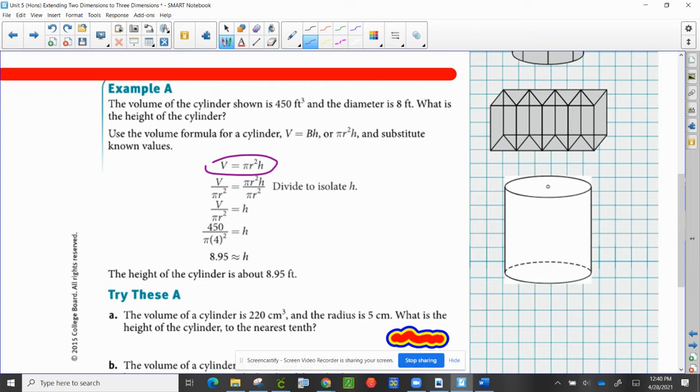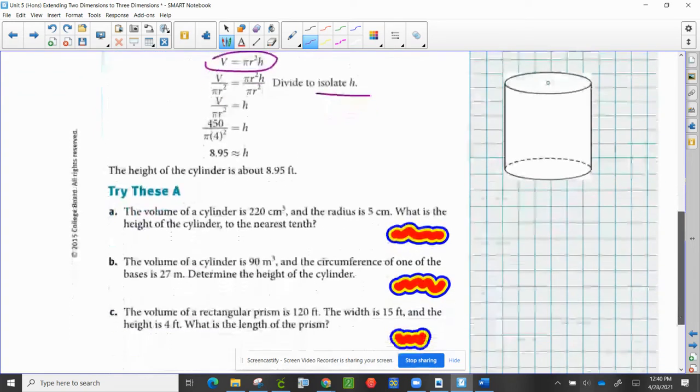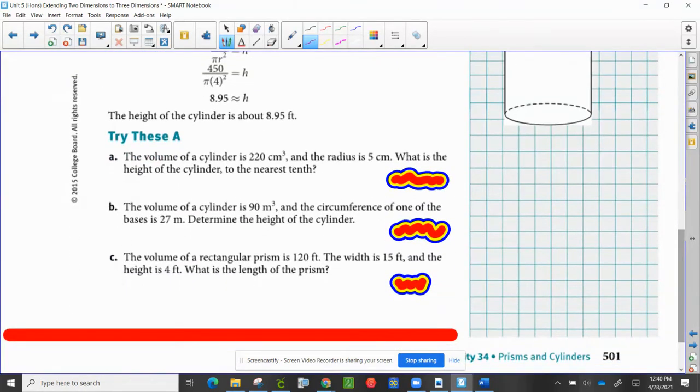I personally would probably plug in the values first and then solve for h, but we can do things different ways. So I'm actually going to do A for you, and then I'm going to have you guys try B and C. Okay, so in A it says the volume of a cylinder is 220 centimeters cubed. So remember, volume is the area of the base times the height.